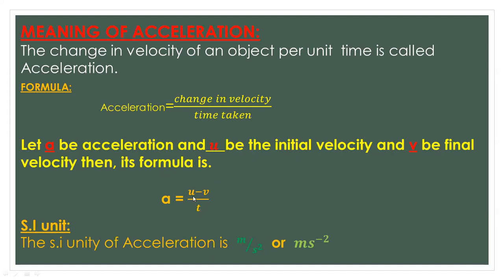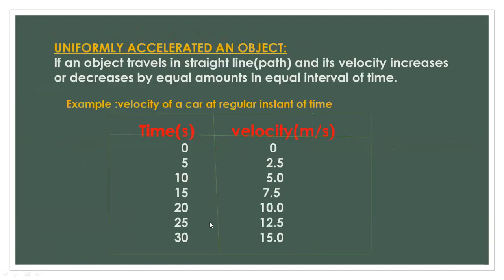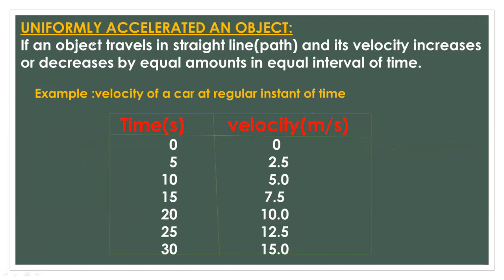Here velocity is in meter per second, here also meter per second, and here time is in second. So due to that, its SI unit is meter per second square, or m s to the power of minus 2. Okay, students, next we want to study about a uniformly accelerated object.